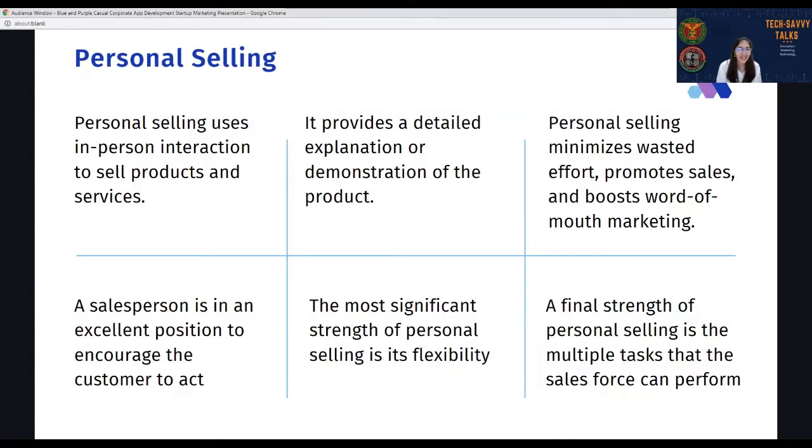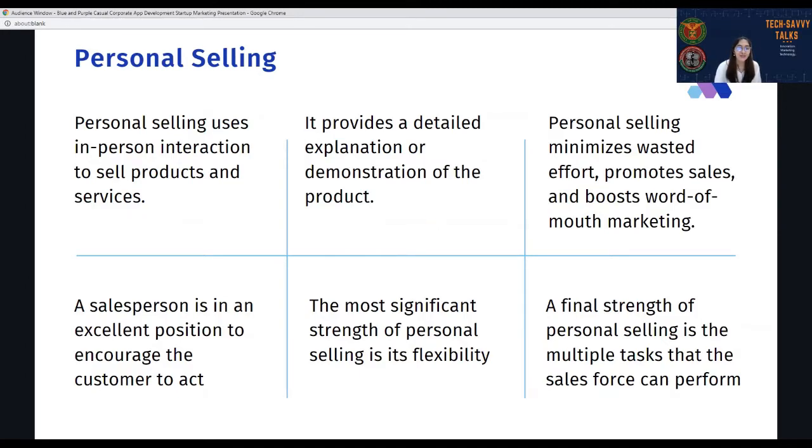And the personal selling also minimizes wasted effort, promotes sales, and boosts word of mouth marketing. And another advantage of personal selling is that the salesperson is in an excellent position to encourage the customer to act. And the most significant strength of personal selling is its flexibility, wherein the salesperson can tailor their presentation to fit the needs, motives, and behavior of individual customers. And the final strength of personal selling is the multiple tasks that the sales force can perform.